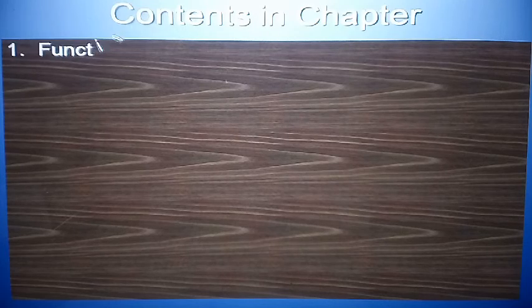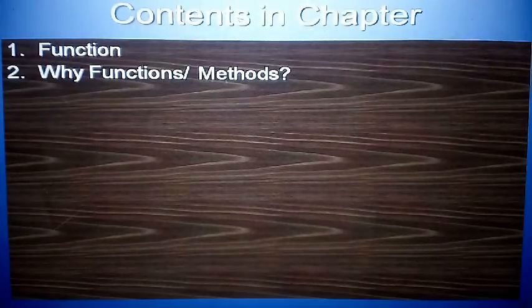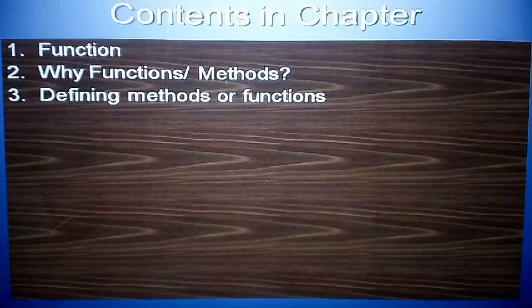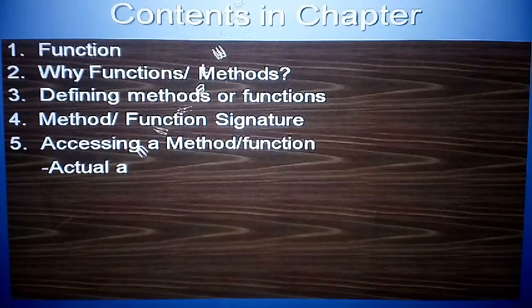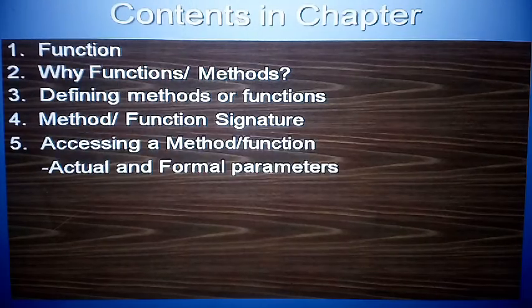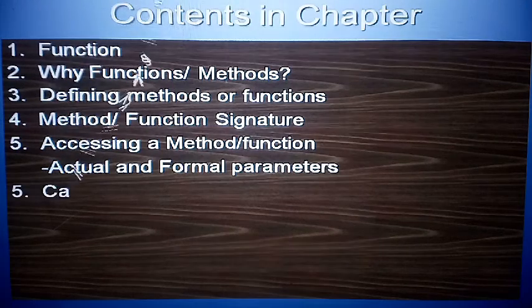So, what is the content? Number one, function. Second, why the function and methods. It means what is the need of function and methods. Third, defining a method or function. Fourth, method or function signature. Then accessing a method or function, in which actual and formal parameters are also discussed.